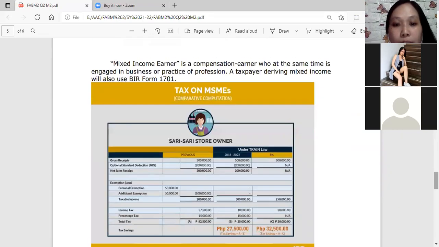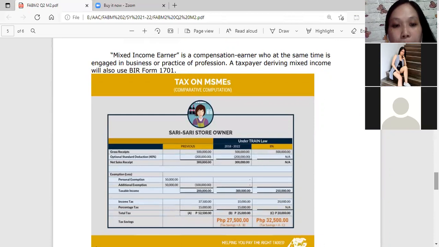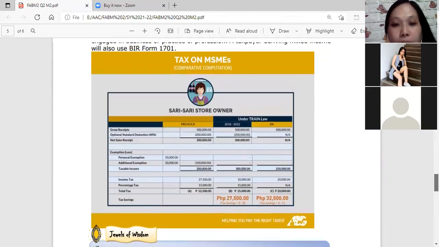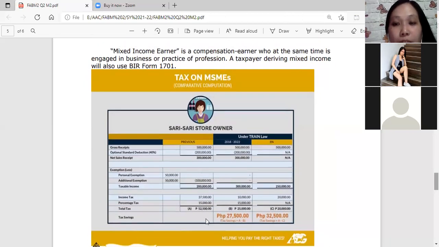So mo na ni siyang 10,000 na ang nakaswat dira. Then you need a percentage tax. Lahi sad ang percentage tax. So that percentage tax of 15,000. I think given na siya ang naay percentage tax jud. I think it's not here. But it is 15,000 that you need to pay for the percentage tax.